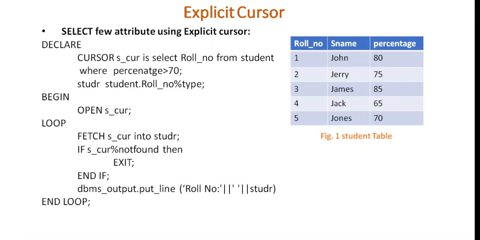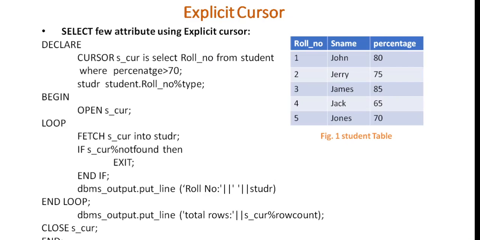Here we are declaring that data, then we are counting the number of rows processed by the cursor. And then we are closing the cursor by using the close cursor_name command, close SQL. So this is how we can display a few attributes from the table.